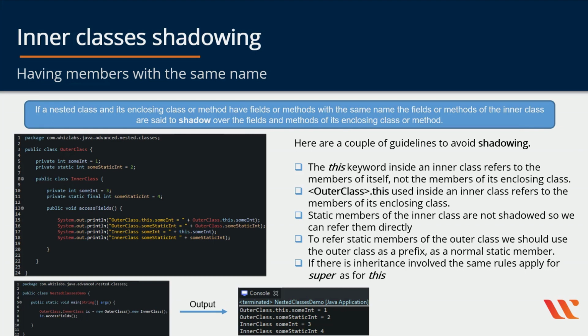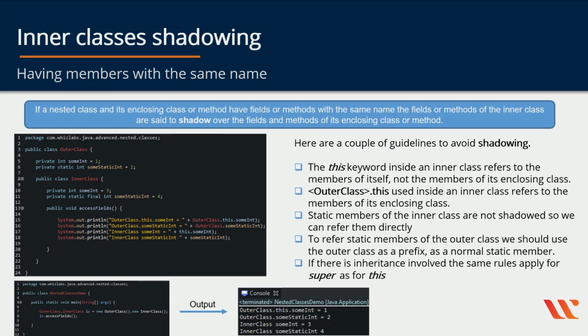Did you consider the situation where a nested class and its enclosing class or method are having variables with the same name? No, this will not lead to a compilation error. This is an absolutely valid situation. If a nested class and its enclosing class or method have fields or methods with the same name, the fields or methods of the nested class are set to shadow over the fields and methods of its enclosing class. Here are a couple of guidelines to avoid shadowing.